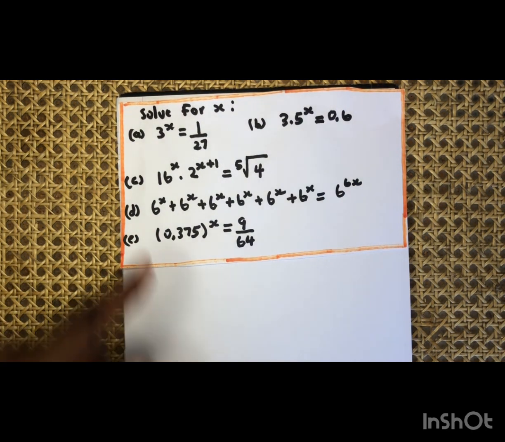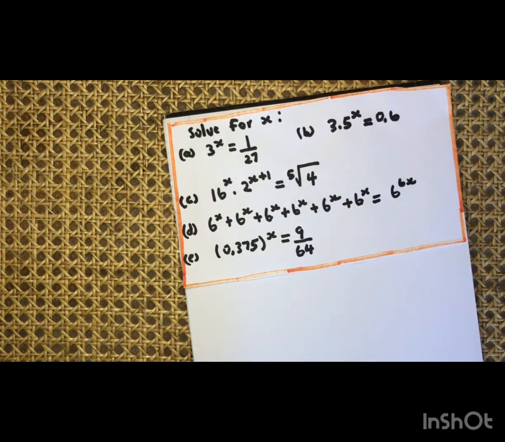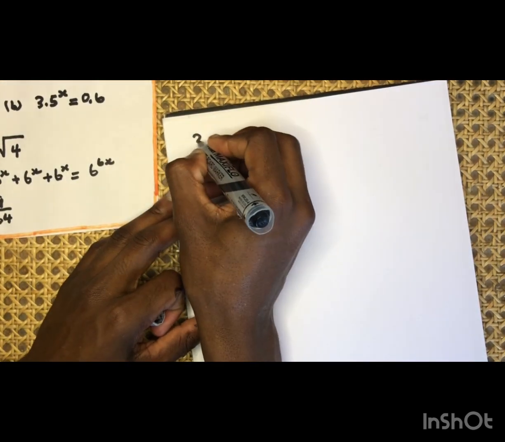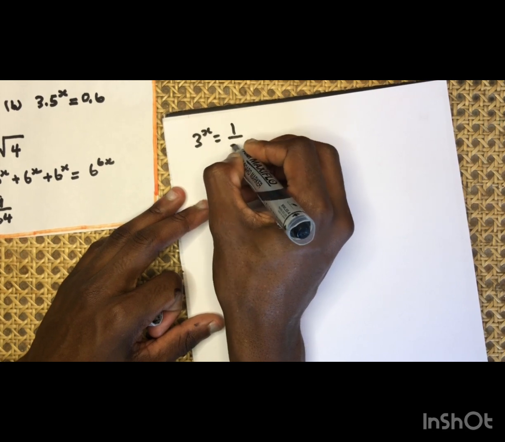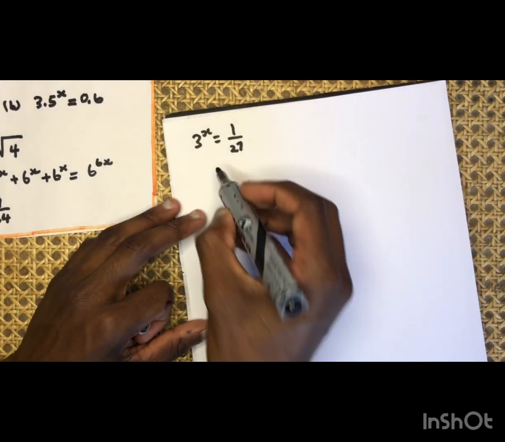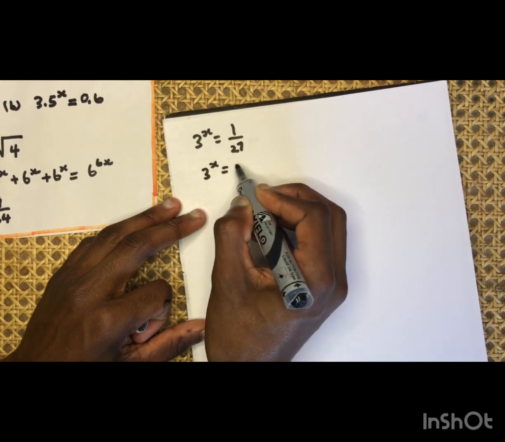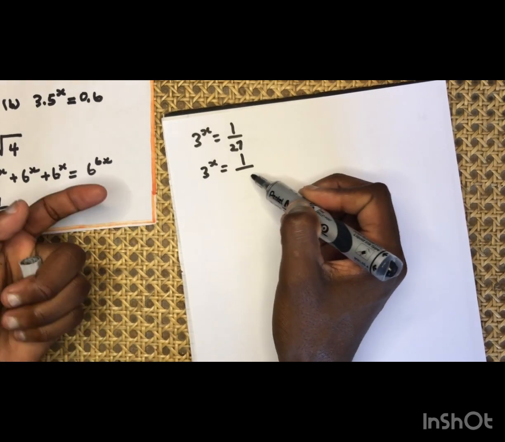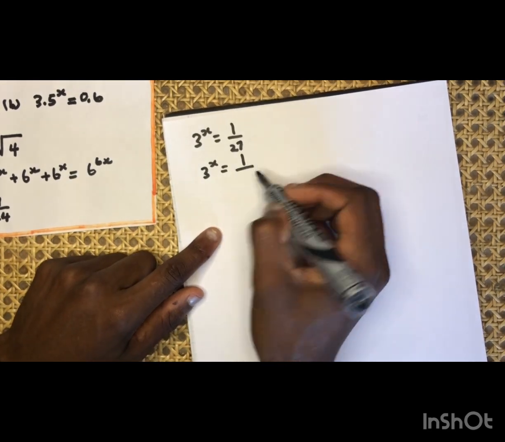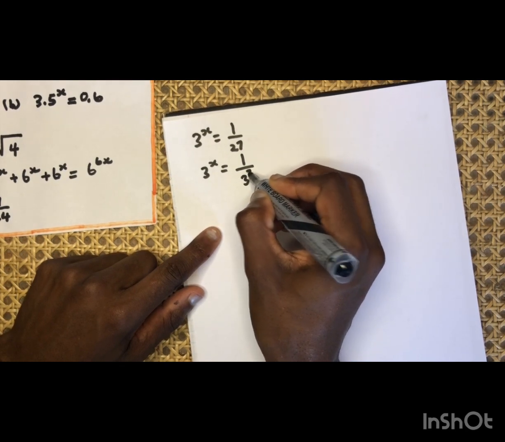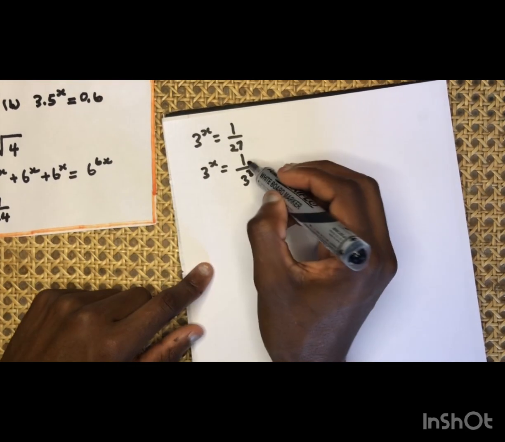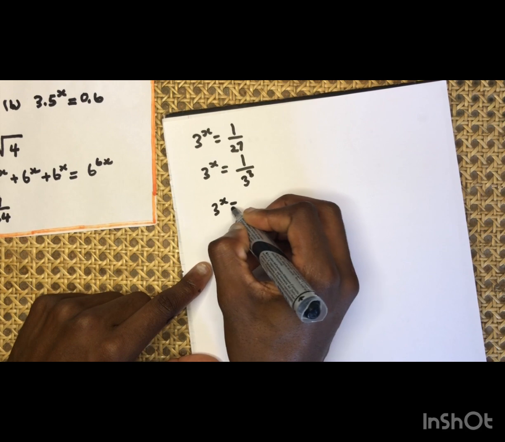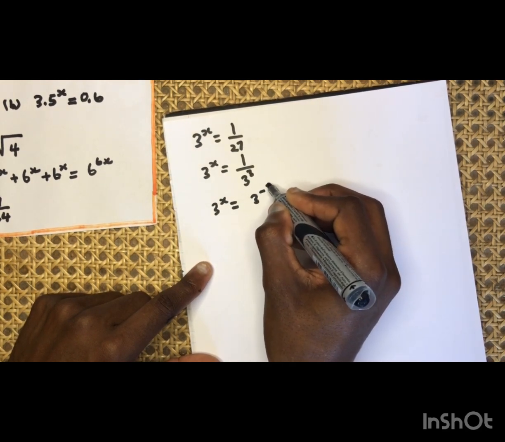We're going to do number A, which is 3 to the power x equals 1 over 27. So here I have 3 to the power x equals 1 over 27. Let's find the prime base of 27, because the aim here is to make the bases the same. The prime base of 27 is 3 to the power 3. Now the bases are not the same. Let's write this one in negative form. It's going to be 3 to the power x equals 3 to the power minus 3.